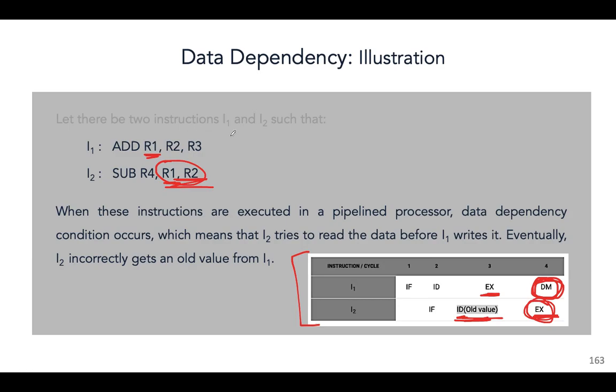If we are performing arithmetic operations like these, where the following instructions need to use data generated by previous instructions, and those data values are not yet available, then all the calculation can become completely wrong.